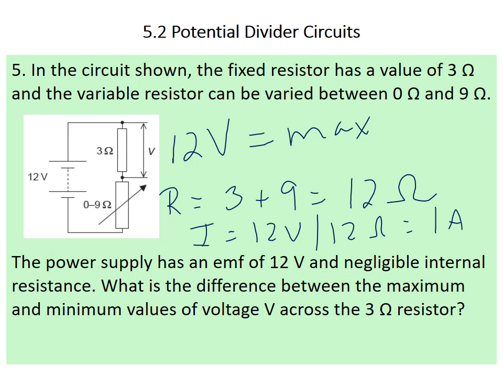So to find out the voltage dropped across the 3 ohm resistor, I take the current that I just calculated, this 1 amp, and I multiply by the value of the resistor, 3 ohms, which gives me 3 volts lost across the 3 ohm resistor. Likewise, 9 volts would be dropped across here. So the difference between 12 volts, its max, and 3 volts, its min, is guess what? 9 volts.